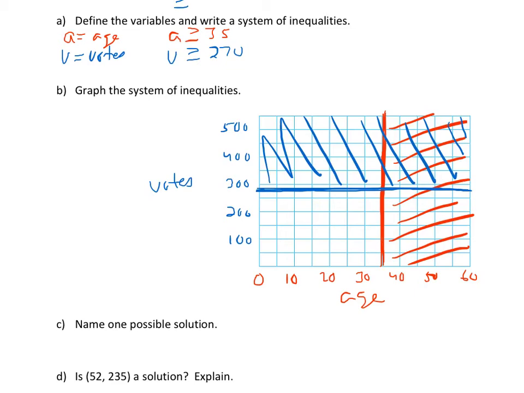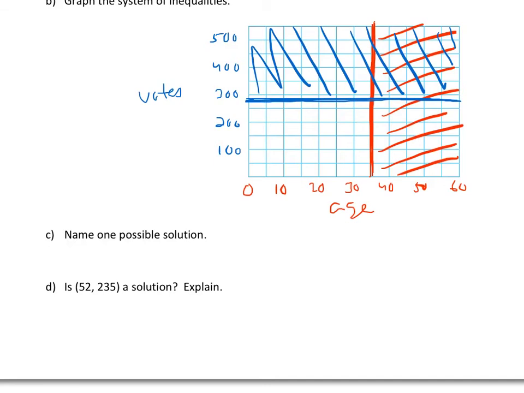So it says here, name one possible solution. Well, we said the solution region with inequalities is where they overlap shading. So right in here represents the solution region. And it goes on forever that way, but on our graph we'll just kind of focus on that piece. So a solution would be a coordinate in that space. And there's many solutions.